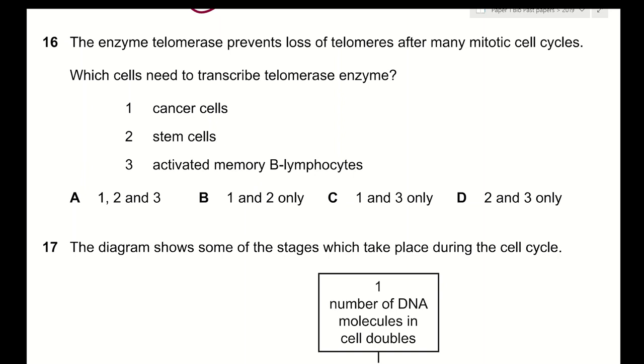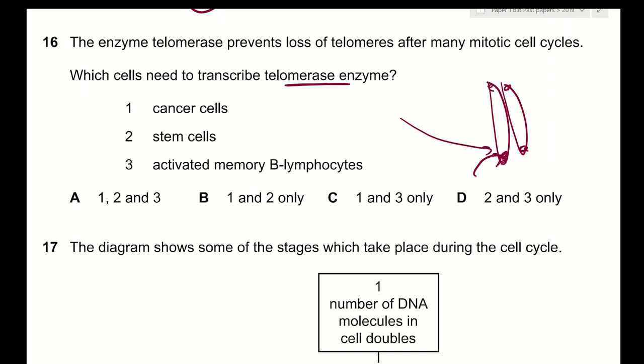Which cells need to transcribe telomerase enzyme? Now, as we said earlier, telomeres prevent the loss of genes and prevent gene shortening because they are found at the end of chromatids. They are strands or bases of non-coding DNA. Now, the cells which need to transcribe the telomerase enzyme, and that's what forms the telomeres at the end of chromatids, must be the cells which divide rapidly. Why, you would ask? Because each time a cell divides, the length of telomere slightly shortens. Therefore, the cells that divide the most must have the greatest amount of telomerase enzyme to restore those telomeres, so the cell doesn't die.